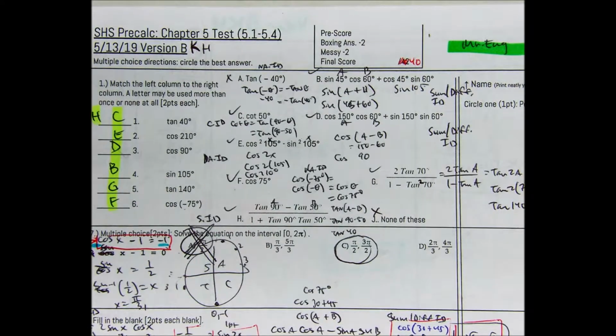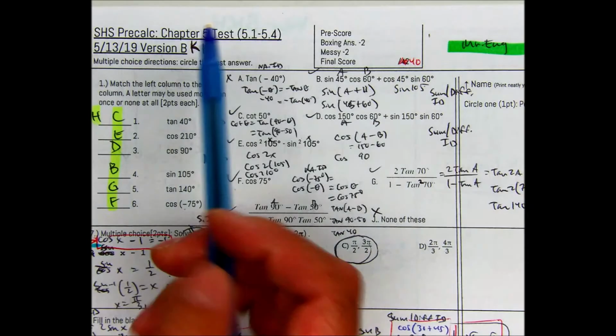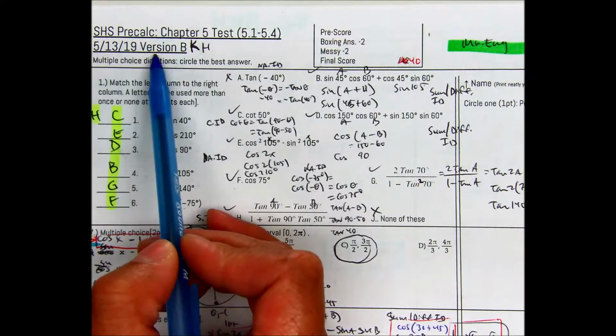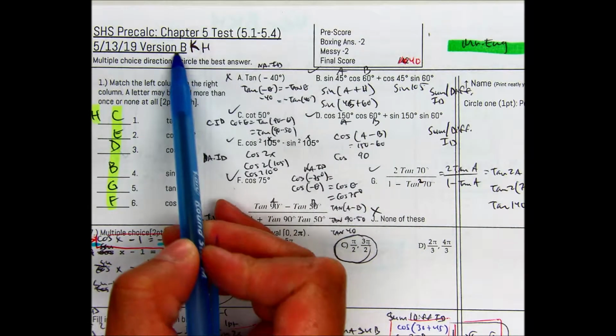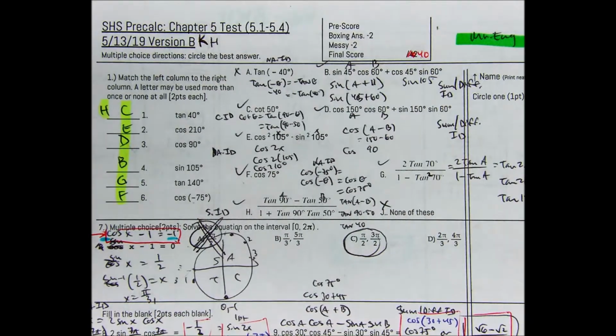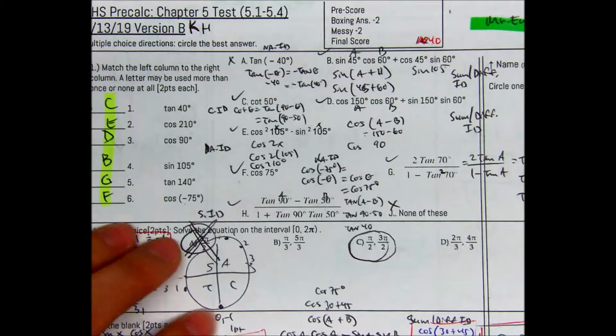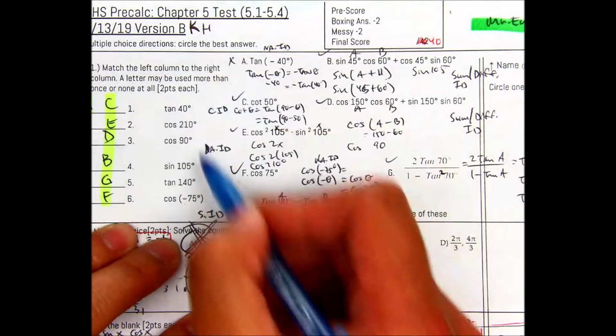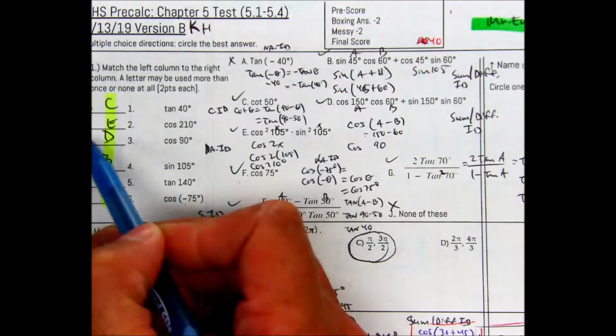Alright, this is your Chapter 5 test corrections taken on May 13th, 2019. This is for versions B, K, and H for Brooklyn, Kaya, and Hadley. Test was out of 40. For question number 1, what I did here is I just worked the problem out and then found my answer over here.